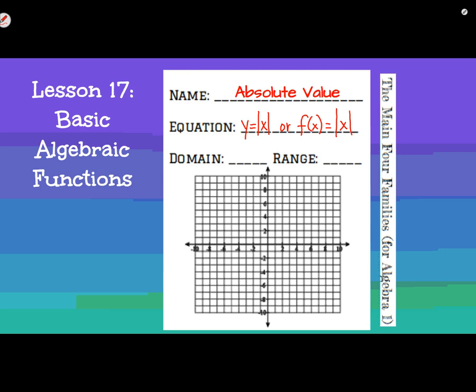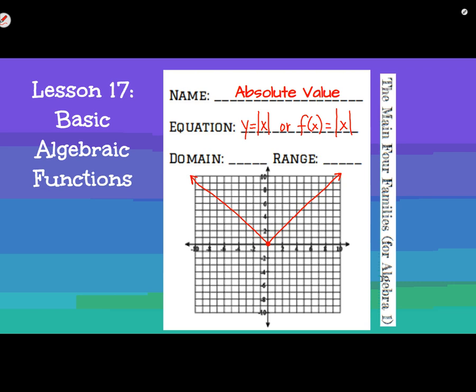I want you to go to 0, 0, put a point. And then you're going to do up and to the right, like what we did for the linear. But on the other side, you go and you make a V. V for value, absolute value. That's how I remember it.